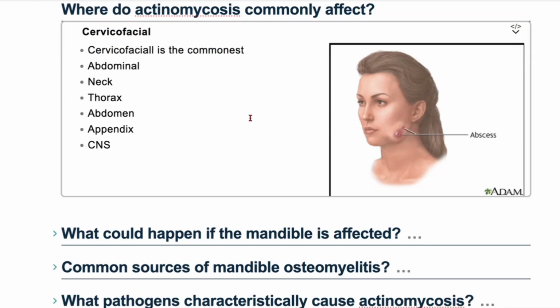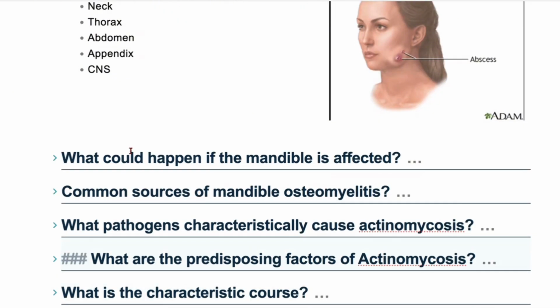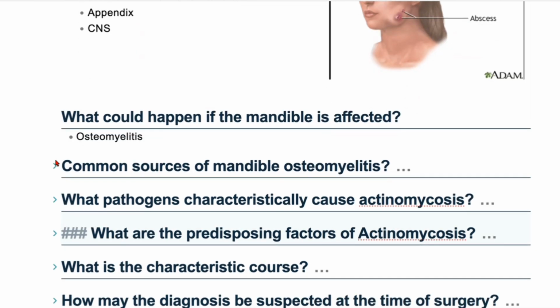What could happen if the mandible is affected? So if the mandible is affected, it could result in osteomyelitis or osteonecrosis of the jaw. What is the common source for mandible osteomyelitis?